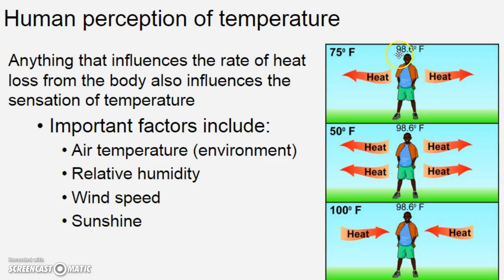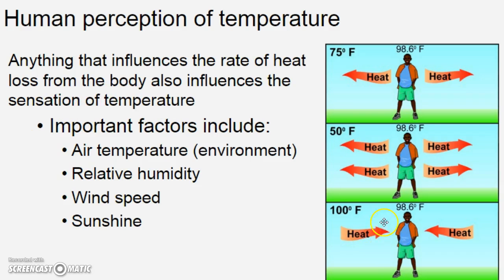So we can see it like this. Let's say our body temperature, we know, is 98.6 degrees Fahrenheit. If the surrounding area is cooler, say 75 degrees, it's not warm; it's going to be kind of cool outside. And if it's 50 degrees, we're going to be losing more heat. The rate of heat flow is going to be greater from us to the surrounding environment, so we would say it's much cooler, simply as a function of the rate of heat loss from the body influencing our sensation of temperature.